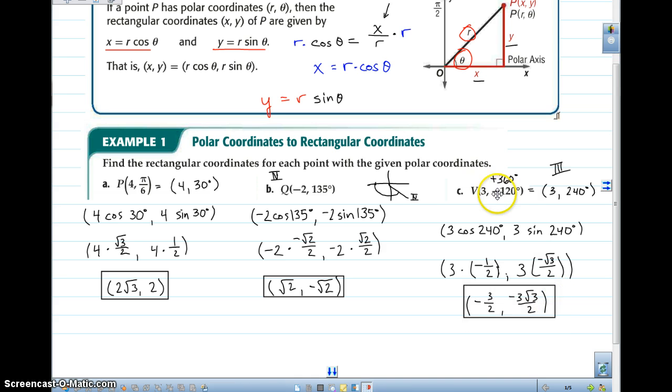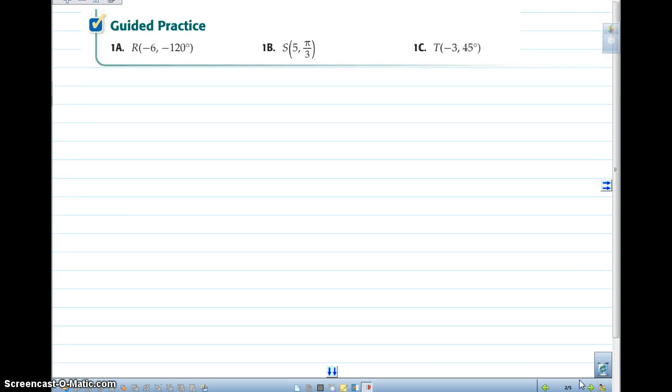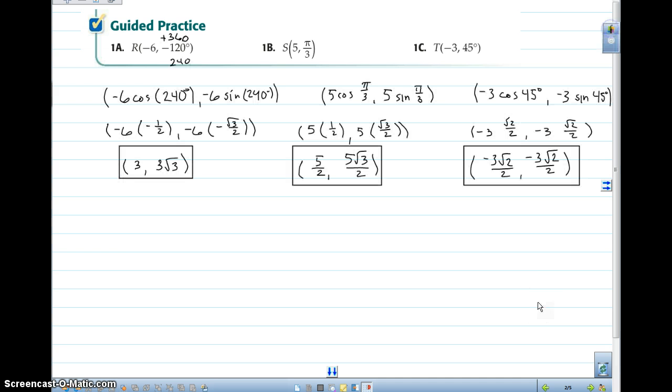Okay, that's how you convert from a polar coordinate to a rectangular coordinate. The coordinate doesn't change location, it's just being described differently. Try these 3 on your own. Here are the answers you should get.